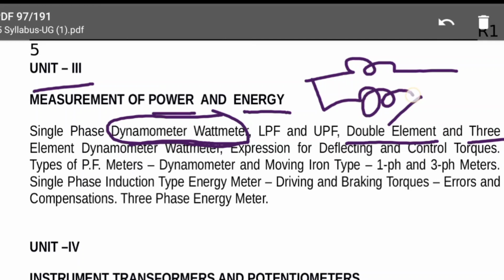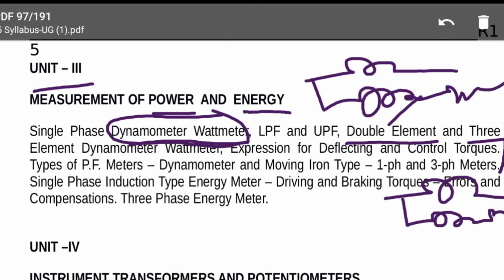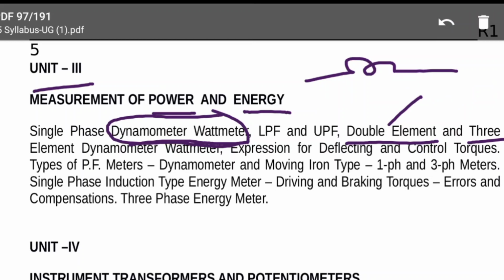Double element means 2 current coils, 2 pressure coils. Those will be called double element. 3 element means 3-phase wattmeter. 3-phase wattmeter with 2 elements and 3 elements is available. A 10 marks question may be expected from the single phase dynamometer type wattmeter. That may be double element, 3 element.